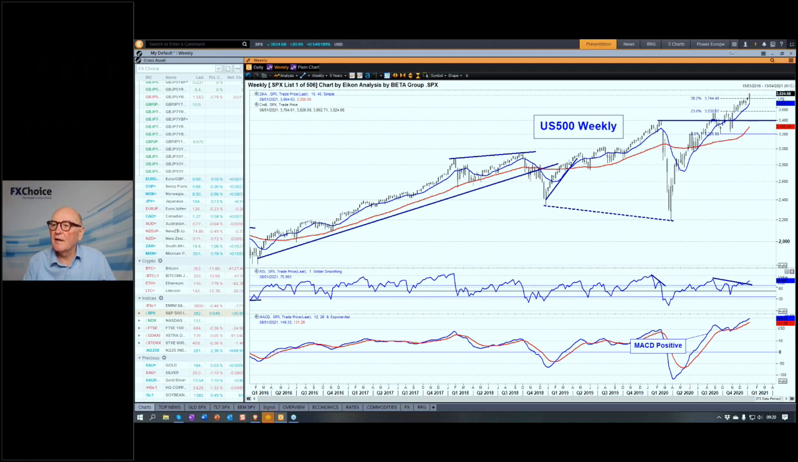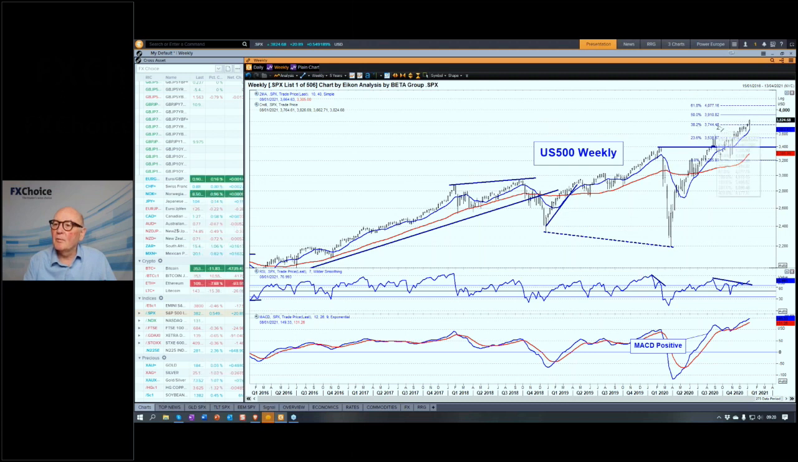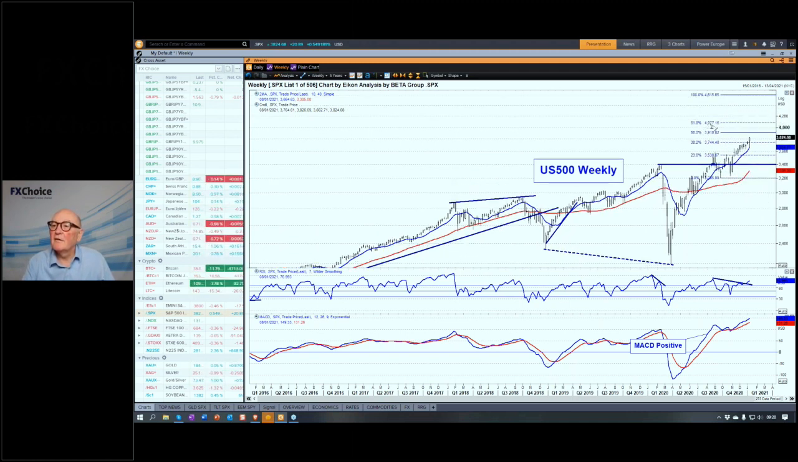I took the length of A, B, added it to C, and that gives us, we've just broken through the 38.2% level at 37.44. This means we should go to the next level, 39.10, then 4,000, and then 4,600. That's on the basis of the power of the flick back after the March low, which was extremely powerful.